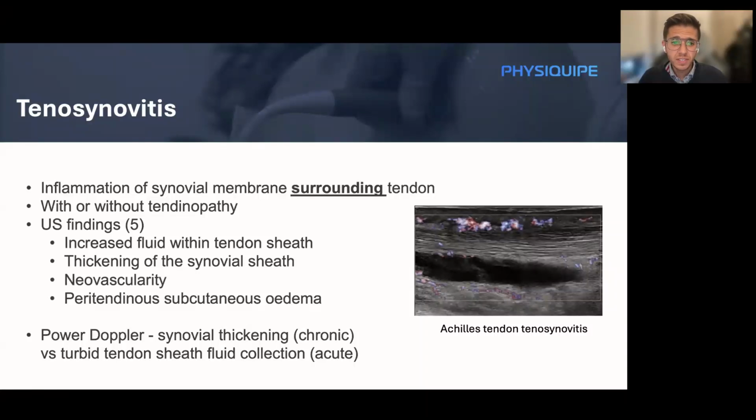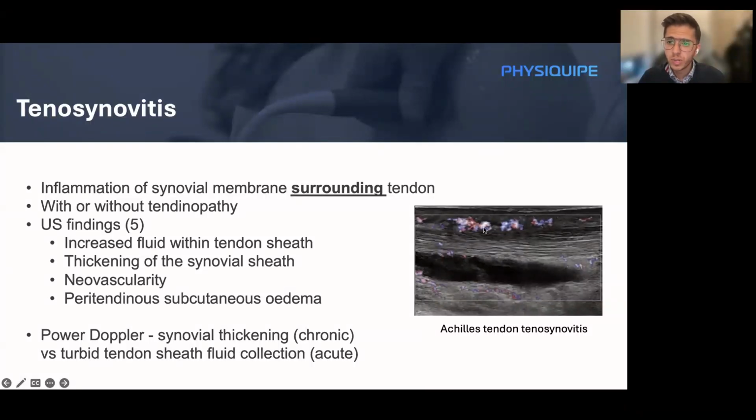Ultrasound findings for tenosynovitis, so often you see fluid in the tendon sheath itself. So the tendon itself, for example here, the Achilles tendon, looks pretty okay. Compared to the previous image, we can see really nice fibers across the screen. But in this case, there's fluid definitely around the tendon sheath. You also get thickening of that sheath itself.